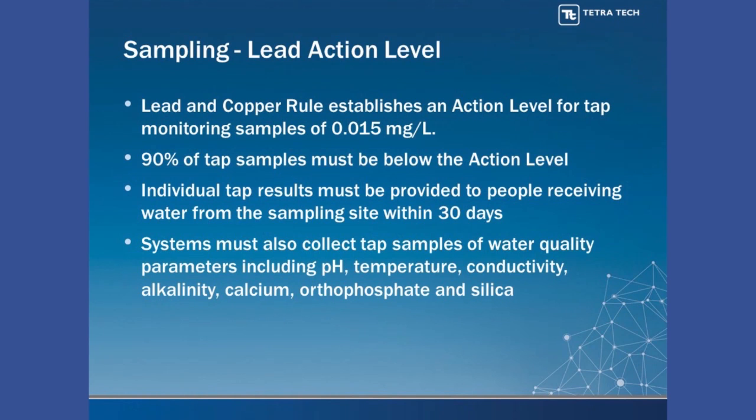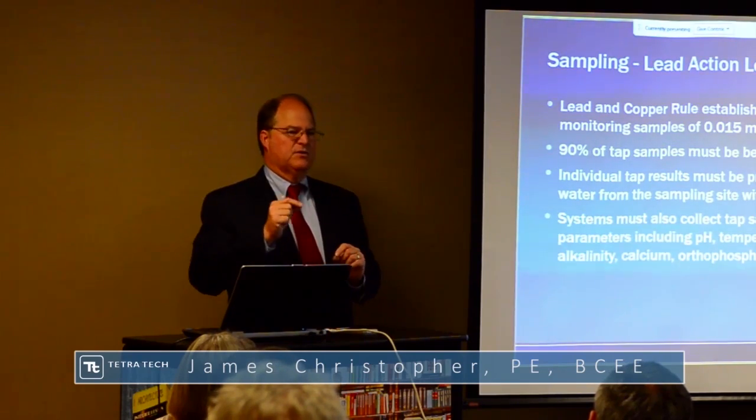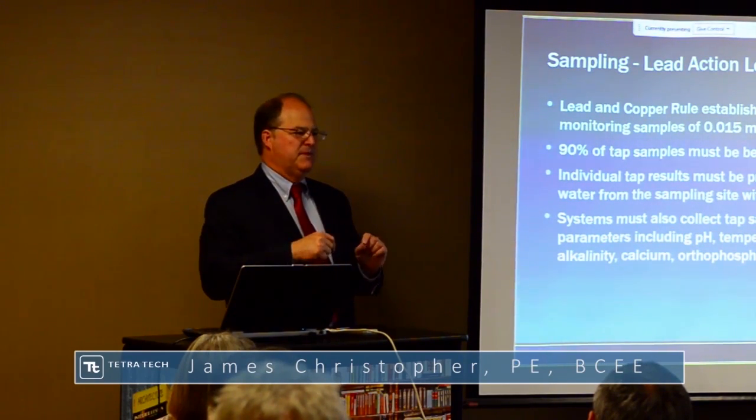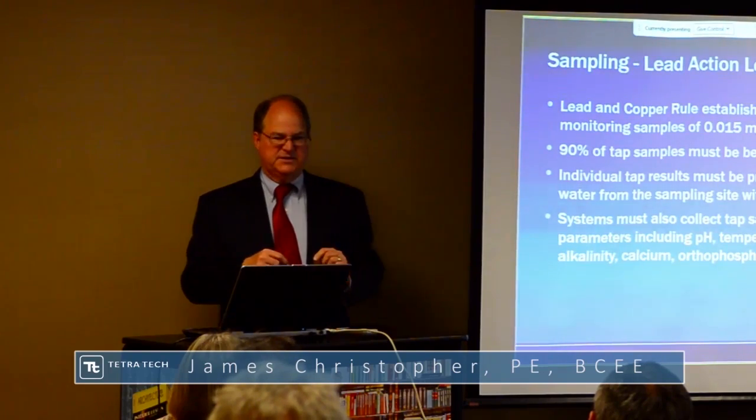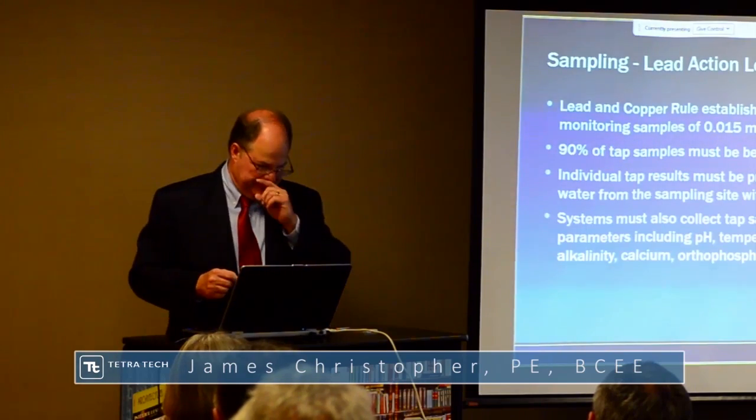The most important bullet here is bullet number 2. 90% of these samples have to be less than that action level. So what does that mean? That means that 10% of the samples, or 9.9, can be greater than that action level. So once again, I go back to just because you're complying with this rule that applies to your water supplier does not necessarily mean on your premises that you might not be getting a higher level of lead.